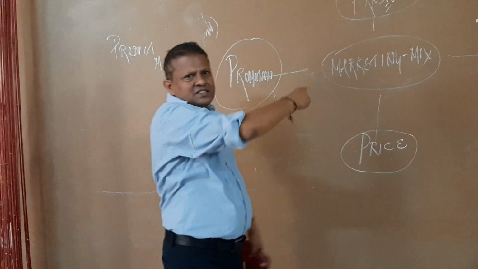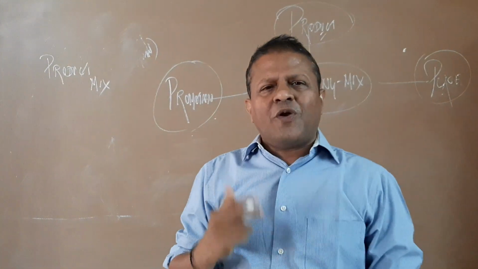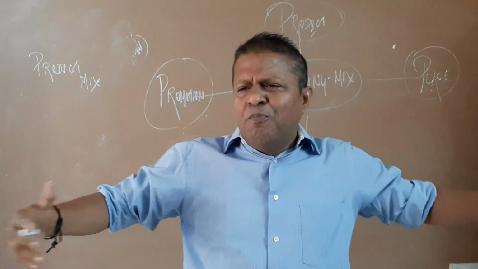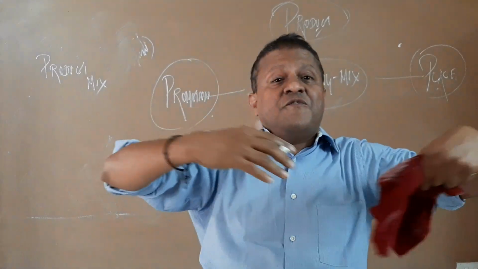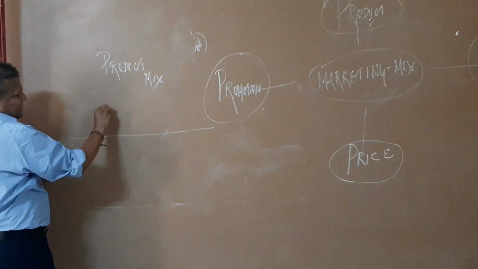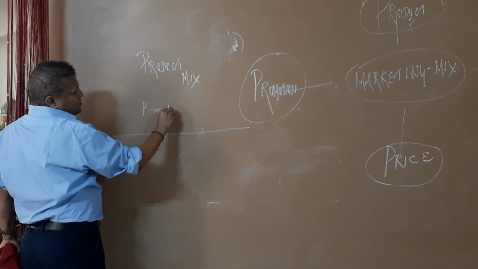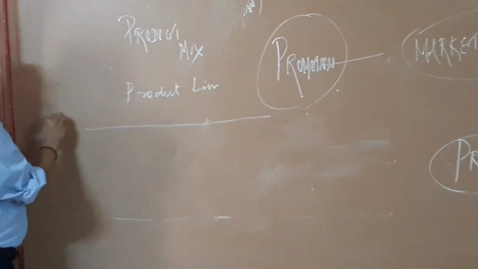This is a marketing mix. Now we talk about product mix. What do you mean by product mix? Product mix means how broad the company can sell its different products under different product lines. So you can have different product lines, and that number of different product lines is what is called the width.